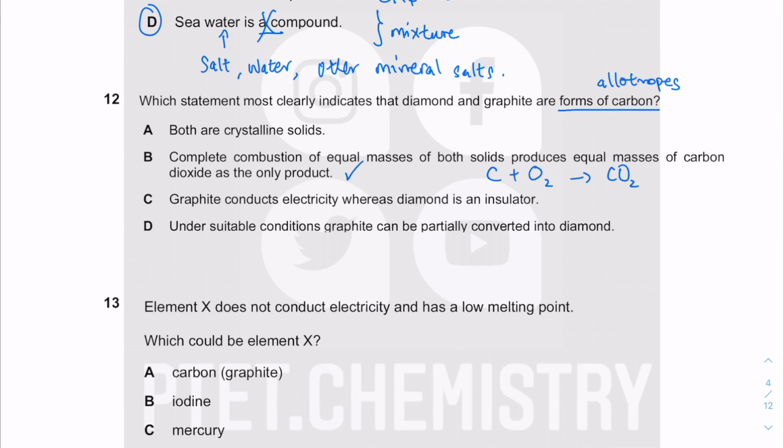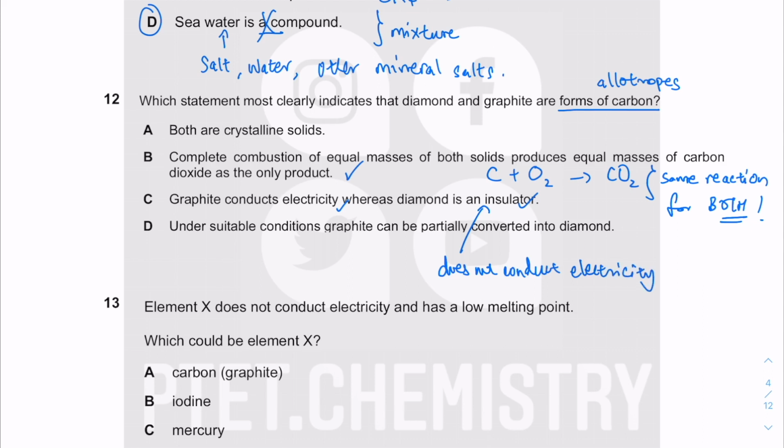So this option is definitely not relevant, because this is the same reaction for both diamond and graphite. Okay, so graphite conducts electricity, diamond is an insulator. Insulator means it does not conduct electricity. That is because there are no free ions, no free electrons in diamond, because each carbon is bonded to 4 other carbon. Each carbon in graphite is bonded to 3 other carbon, leaving 1 free electron per carbon atom to conduct electricity very well along the horizontal layer of graphite.